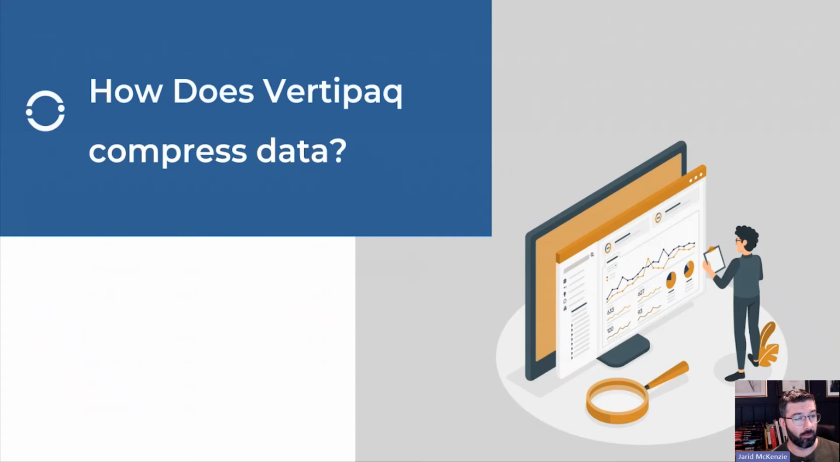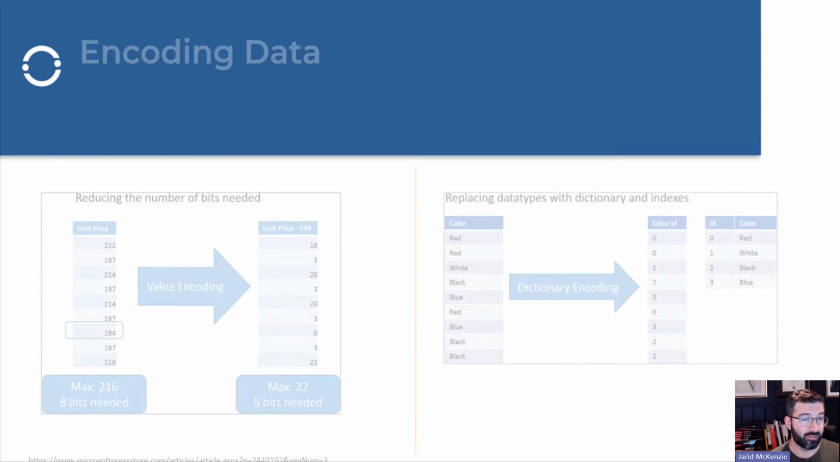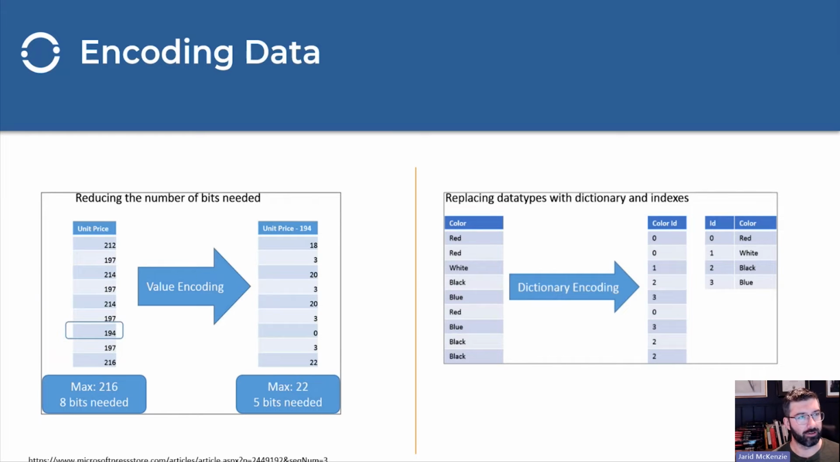So what does the VertiPaq engine do to compress data? The first thing it does is encode data in a couple of different ways. On the left-hand side, let me grab my laser pointer, you can see we have value encoding. This is usually on numeric data and specifically on integer-based data. You can do it on fixed decimal places, but if you have a decimal format within a Power BI data set, this value encoding does not take place. Anyways, the big one is that it does value encoding.